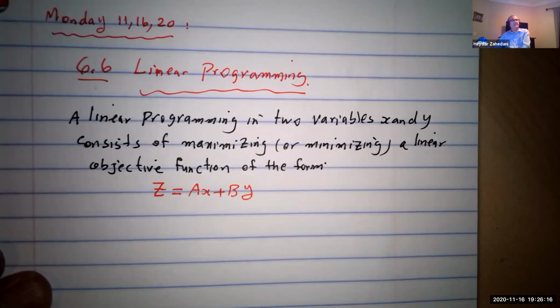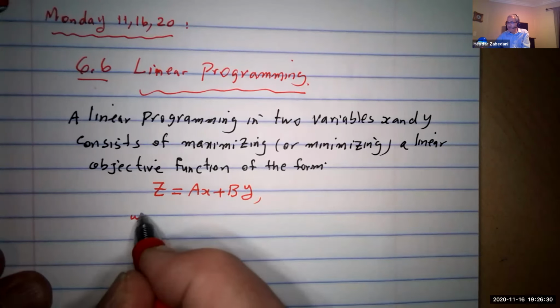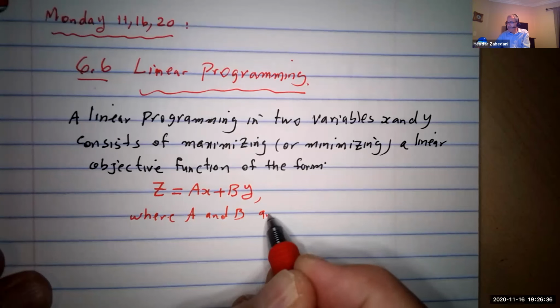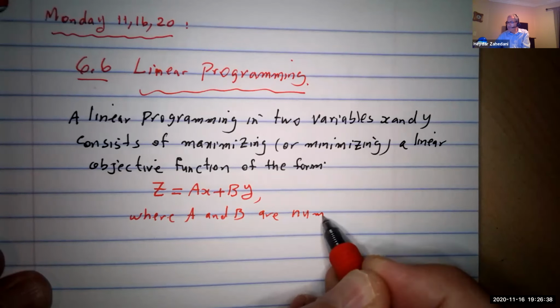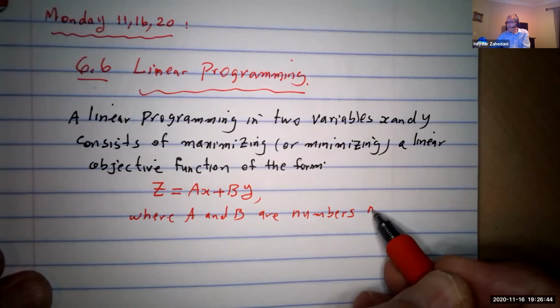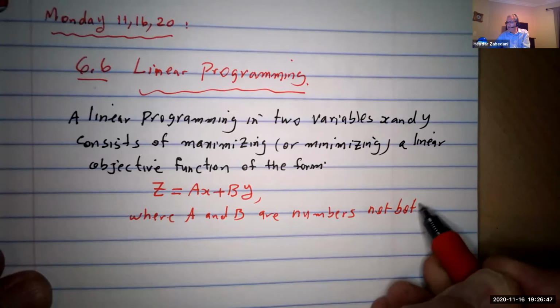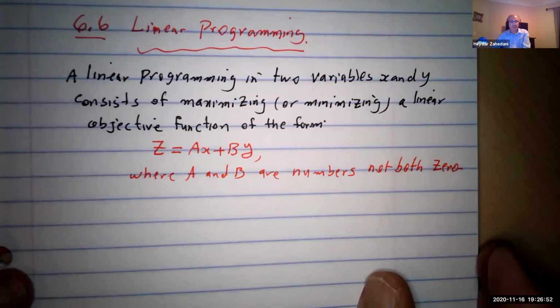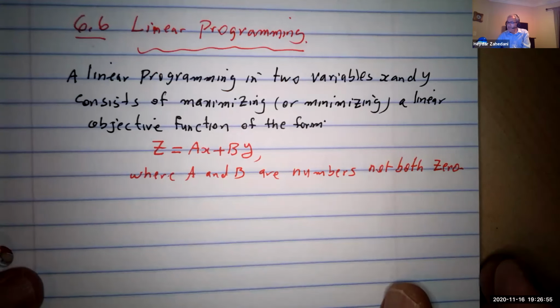When we say linear, it means it cannot be x squared or y squared. You cannot have something like x times y. In this case, a and b are numbers. One of them can be zero, but not both of them. If both of them happen to be zero, we get z equal to zero. So what? Nothing else.